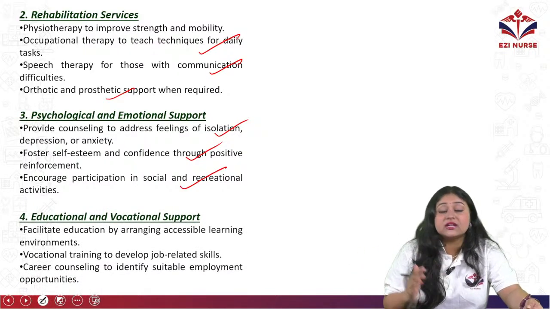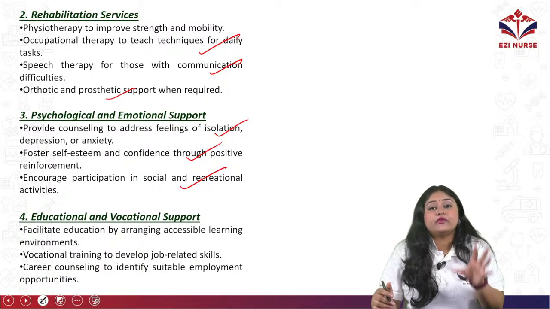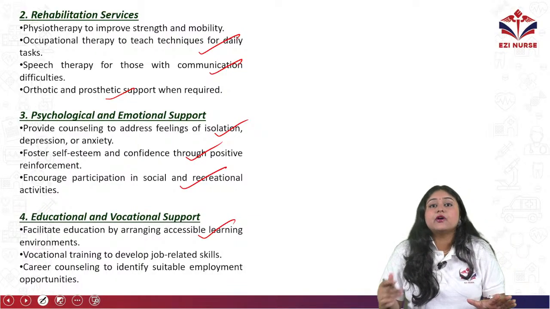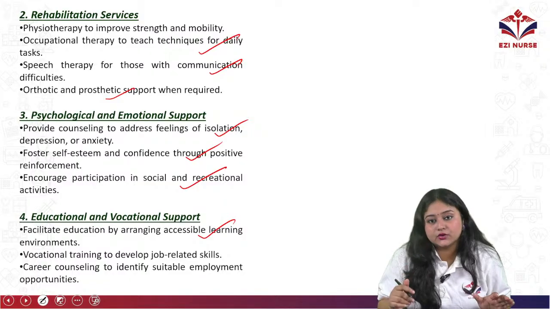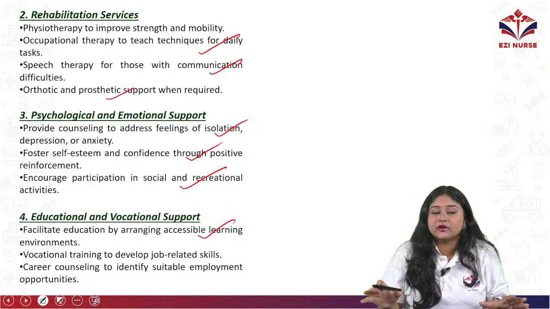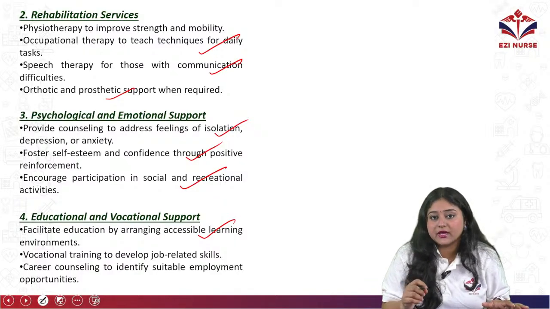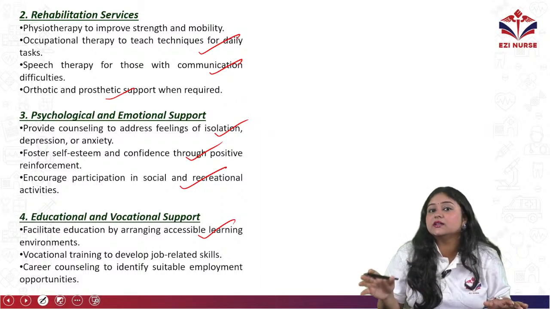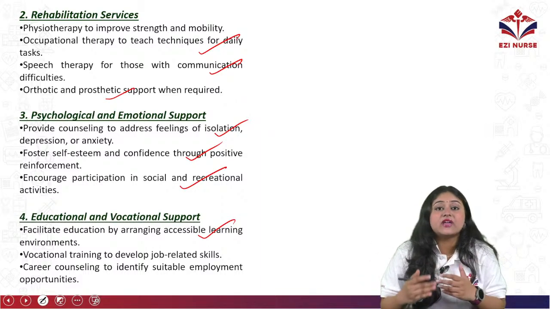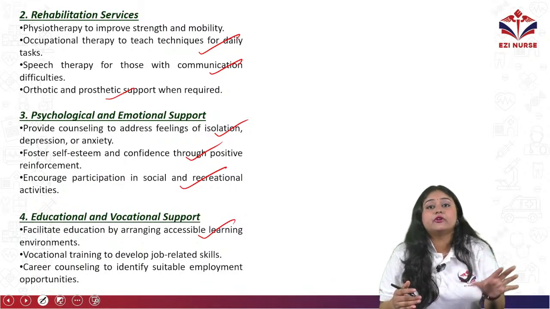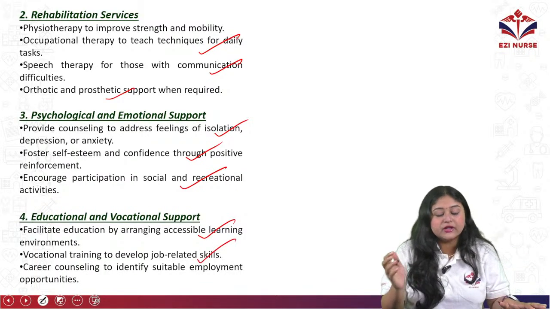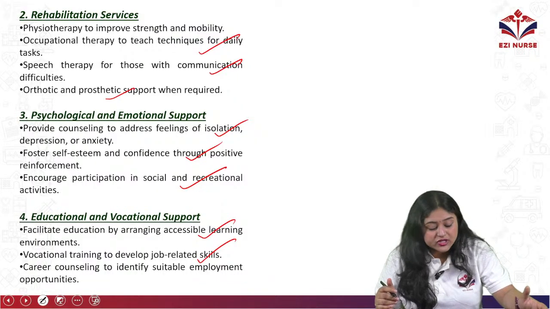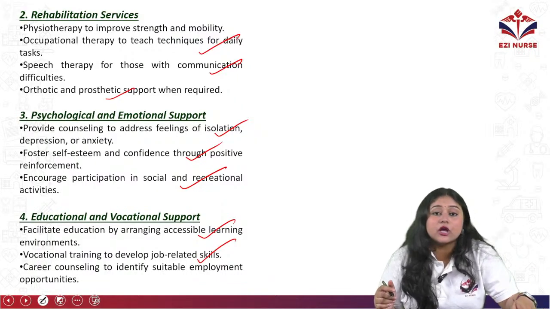Next one is the educational and vocational support. So we have to facilitate education by arranging accessible learning environments. Sometimes for the patient who is blind, for studying we can provide raised alphabets. By touching, with the sensation they can understand the actual structure of that particular letter. Like this we have to engage them, and we also have to give vocational training, which is very helpful for developing job related skills for those patients. Career counseling is also one of the most important for identifying suitable employment opportunities.